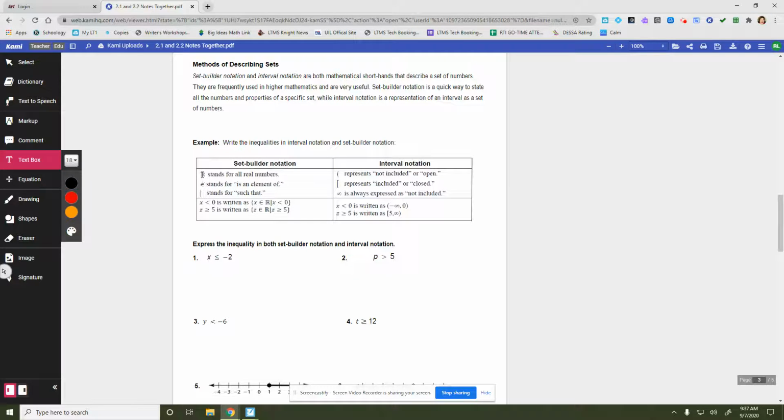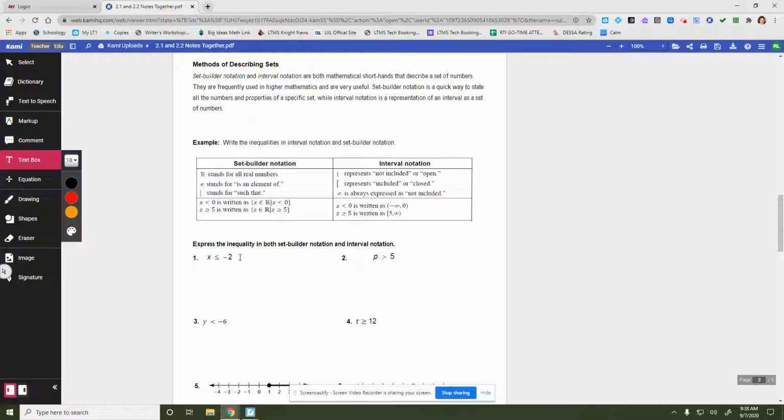So symbols like the double bar R are often used when your answers are all real numbers. But there are other symbols as well if it was only whole numbers or maybe only integers, things like that. And then this little symbol here stands for an element of, so a part of that group. And then the bar separates the set from the limiting factors, which are your inequality. And that's set builder.